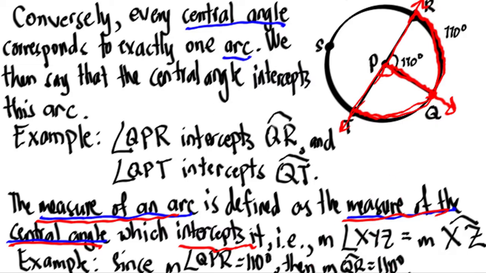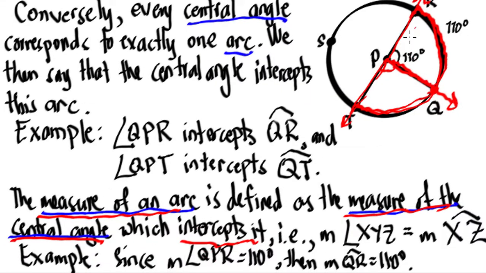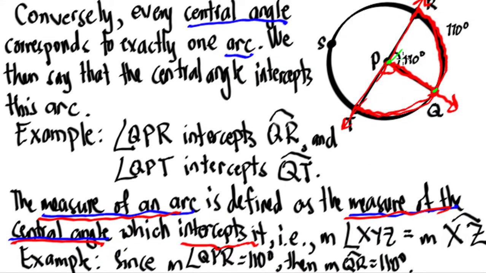One example will be here. Since we can see angle QPR over here, and QPR is 110 degrees, therefore the measure of arc QR is also 110. For example, let's say this angle QPT is 120 degrees. How much is the measure of this arc? No doubt, it's the same: arc QT is equal to 120 degrees, because it should be equal to the measure of the central angle.